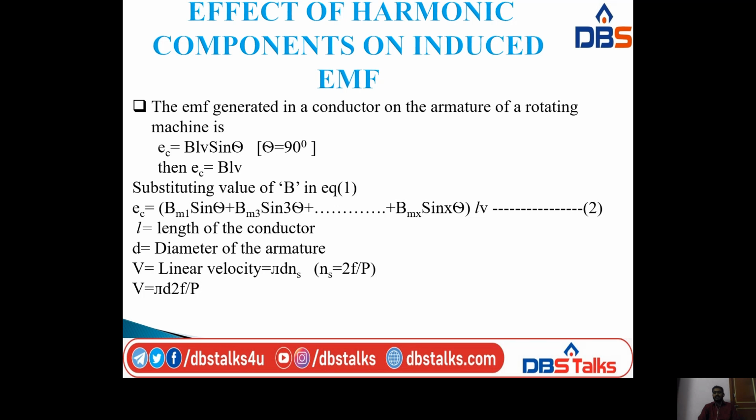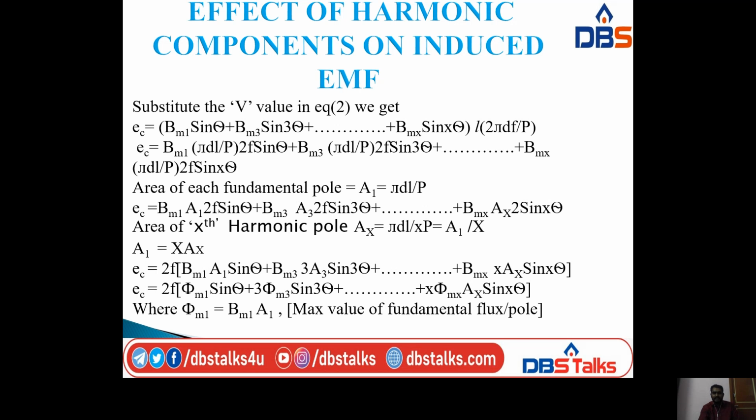Here Ns is 2f by p, and from this I am writing v is equal to pi into d into 2f by p. That is the linear velocity. Next, substitute the value of v in equation 2. We get EC equal to Bm1 sin theta plus Bm3 sin 3 theta plus and so on plus Bmx sin x theta into L.